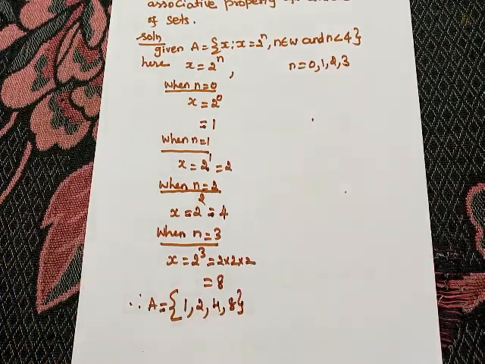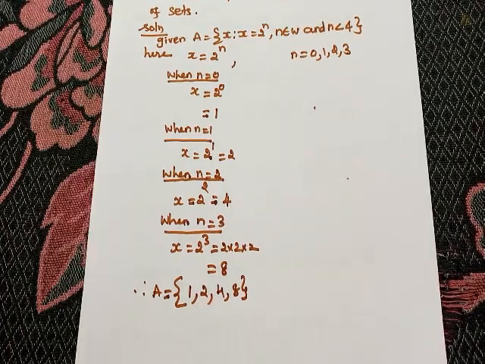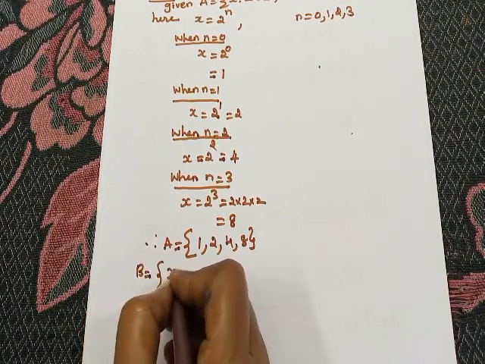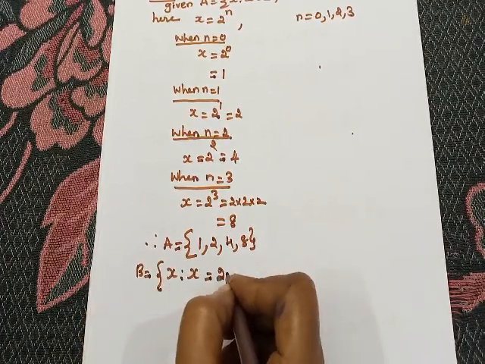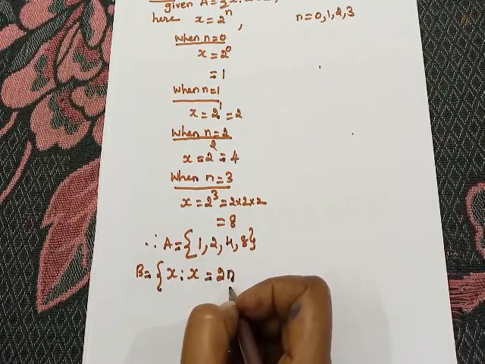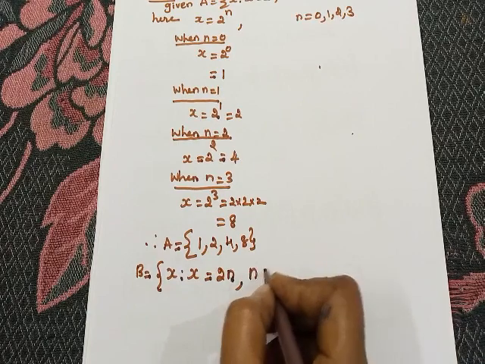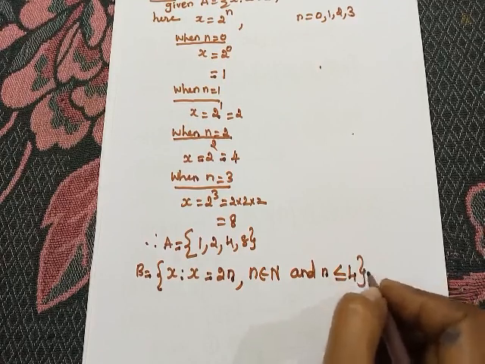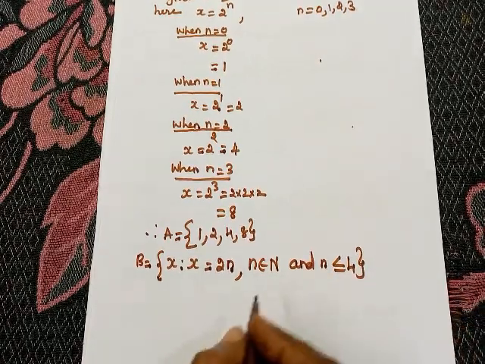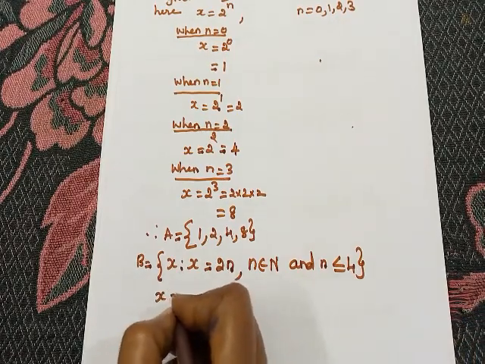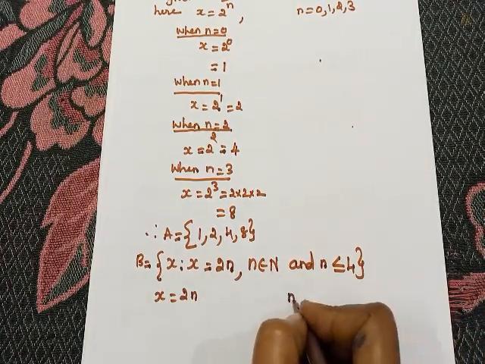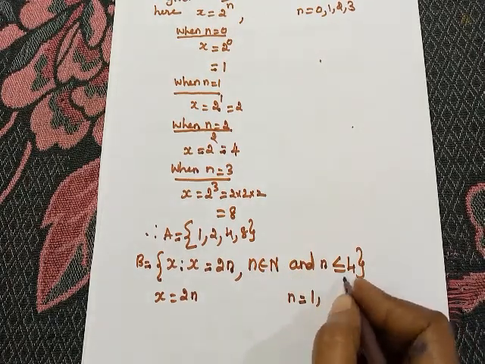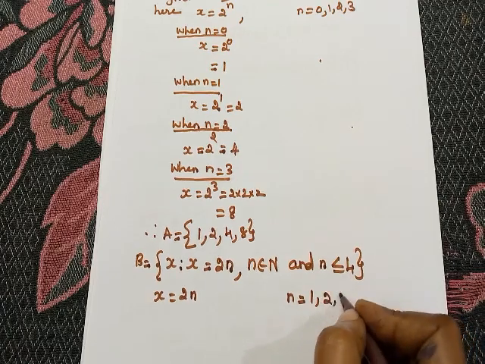Similarly, we have to find the B value. What is the given B? B is equal to the set of x such that x is equal to 2n. Earlier it was 2 power n, here it is 2n, that is 2 into n. Don't get confused here. N belongs to capital N and n is less than or equal to 4. Capital N means natural numbers. So here we have to write the n values. Natural numbers start from 1, so 1 up to 4, less than or equal to given, so 1, 2, 3, 4.